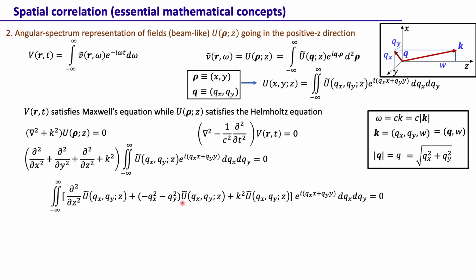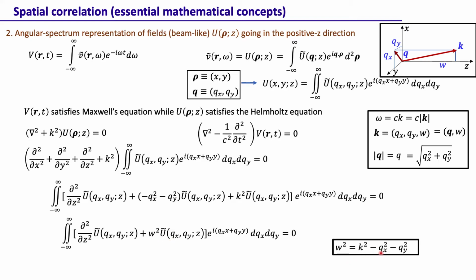All right. Now what we have is the del square del z square term, and then minus qx square minus qy square plus this k square here. So this del square del z square term stays the same, and these three terms we are combining together and writing as w square u tilde, where w square is k square minus qx square minus qy square. So we are just writing it in the combined form.